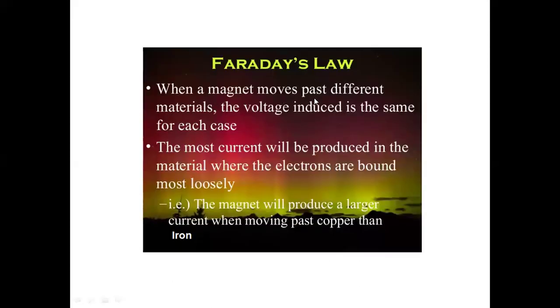So when a magnet moves past different materials, the induced voltage will be the same in each case. But a larger current will flow through the wire that is a better conductor, which has more loosely bound electrons. The movement of the magnet will produce a larger current when it passes through copper instead of iron.